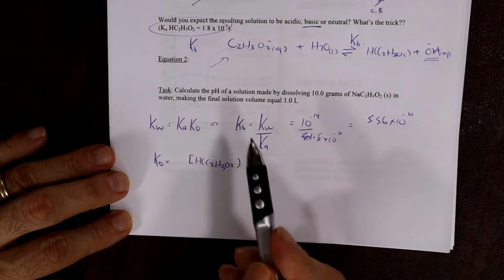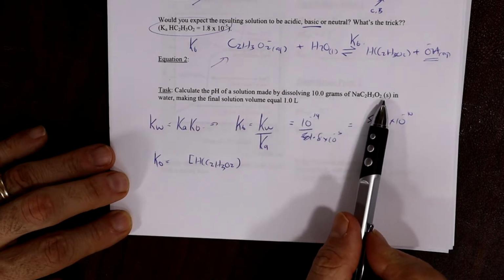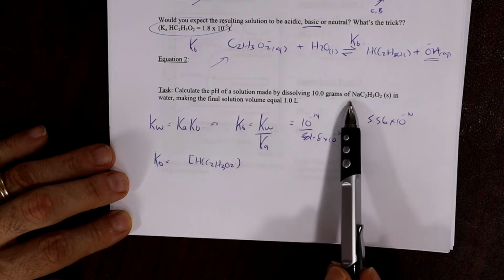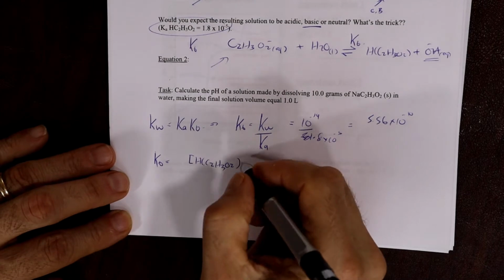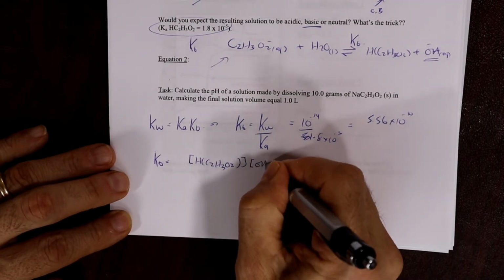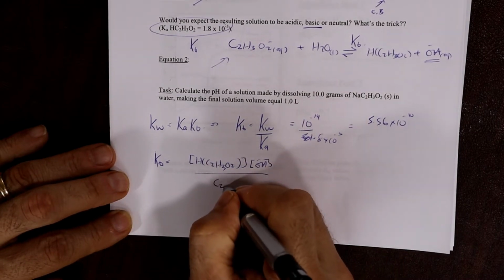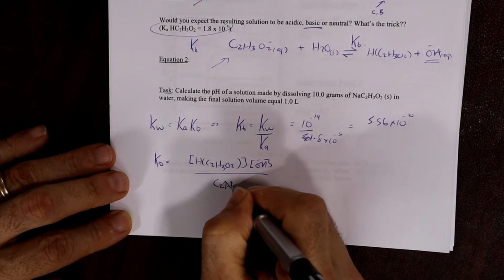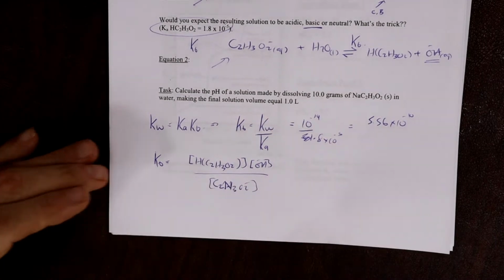Oh, I should read the question, right? Calculate the pH of a solution made by dissolving 10 grams of sodium carbonate, i.e. this process happens, in water making the final volume 1 liter. Okay, so products over reactants. You could write Na C2H3O2, or you can just put the anion. Okay, so that's true, isn't it?